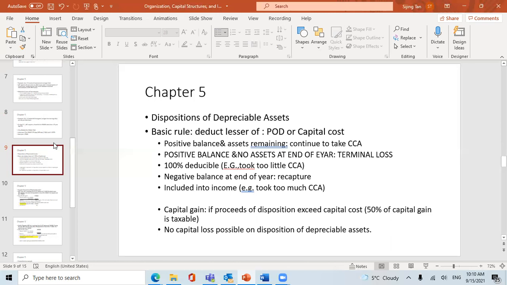But pay attention that even with the disposition of these assets, you can still get a capital gain. If the proceeds of disposition exceed our capital cost, 50% of the capital gain is taxable. But remember, very important, for disposition of depreciable assets, there's no capital loss. There's no capital loss possible at all.